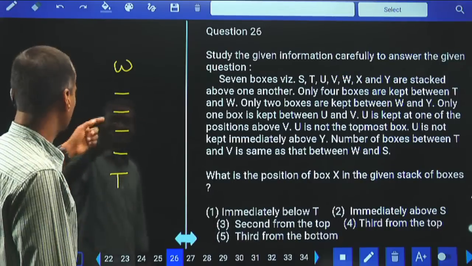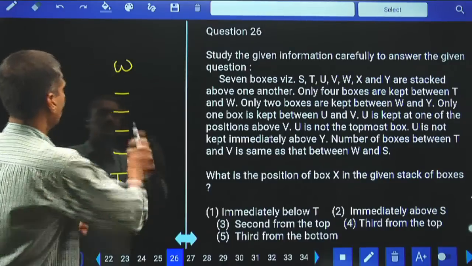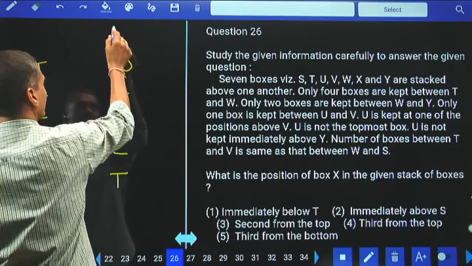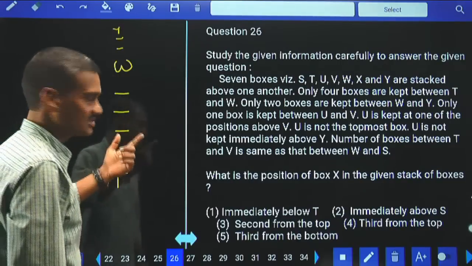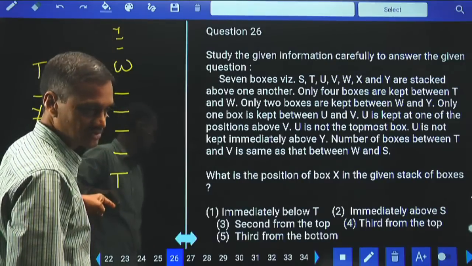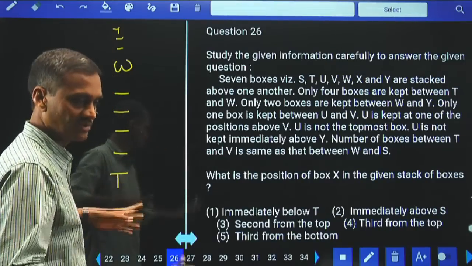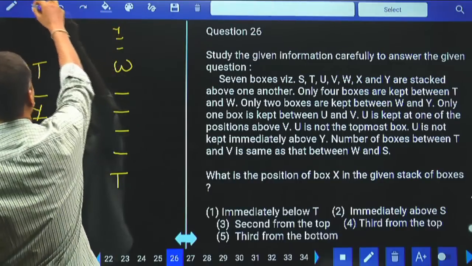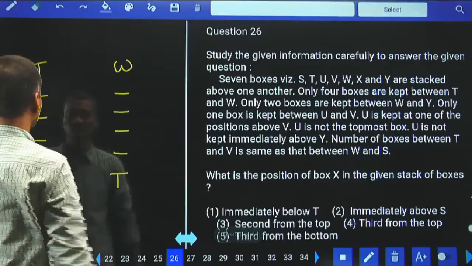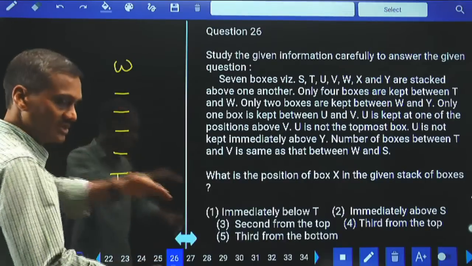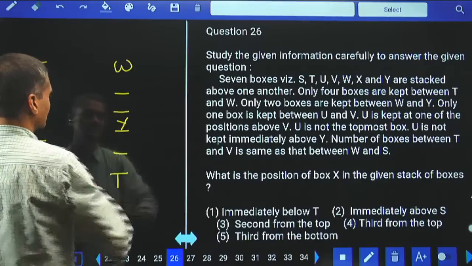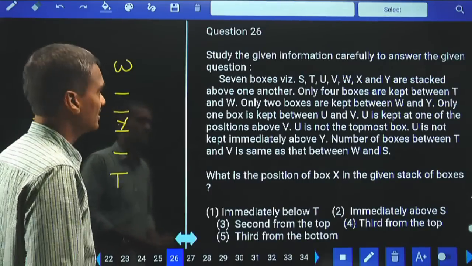And in the second case, 2 boxes between W and Y. If you take the Y is ahead of this W, above this W, then if you count here, then you are having 9 boxes. But whereas we are having only 7 boxes. Hence Y cannot be before this W in the second case. Hence Y must be after this W. That means this Y must be in between T and W. Hence Y is here, 2 boxes, Y will be here. Done with this? 2 boxes between W and Y.